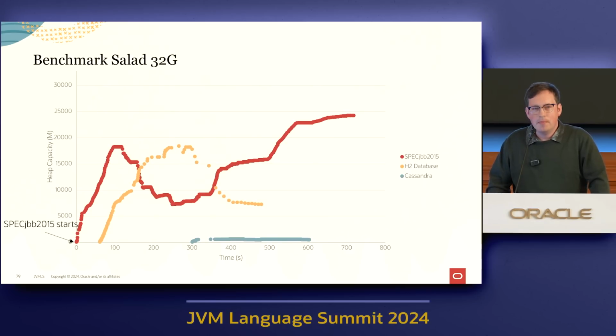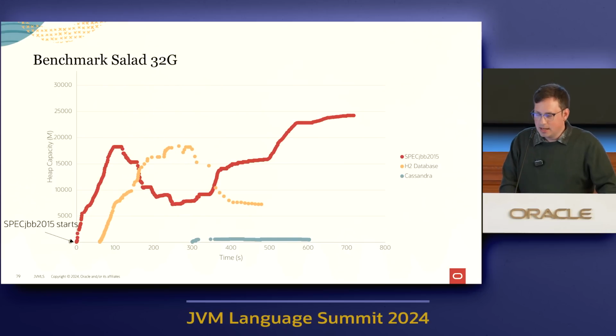Now, what happens when you have a benchmark salad is the question. What I'm running here is a bunch of different programs at the same time. So I have SPECjbb2015 running with a 15K injection rate on this 32 gigabyte machine. Then I have an H2 database application that's running alongside with that, and a Cassandra instance as well.